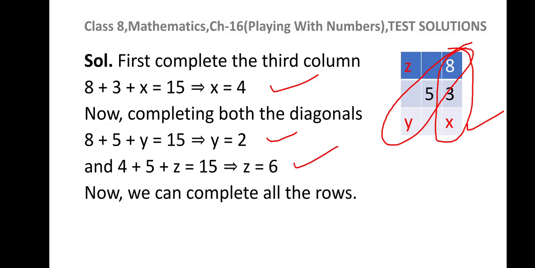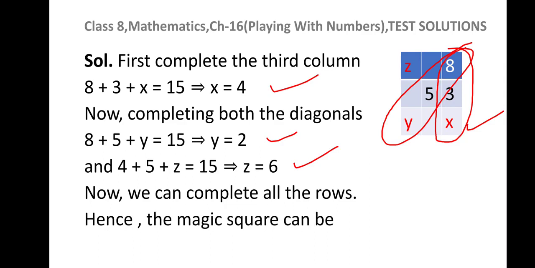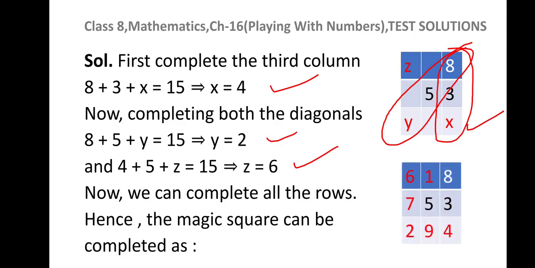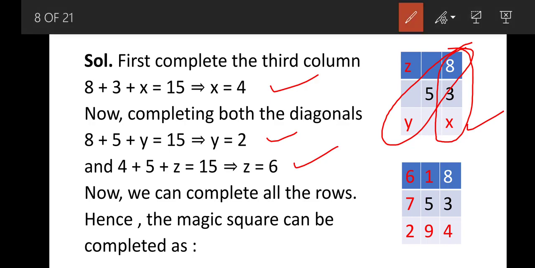Now we can complete all the rows. So the magic square can be completed as this one. This is the correct answer. So firstly what we have done, we have calculated this value and then diagonally we have calculated these two values, and then row wise or other rows we have completed using the condition that row wise, column wise and diagonally sum should be 15.